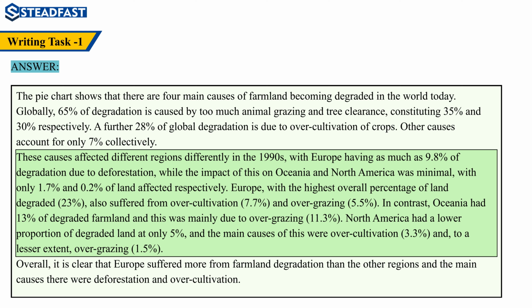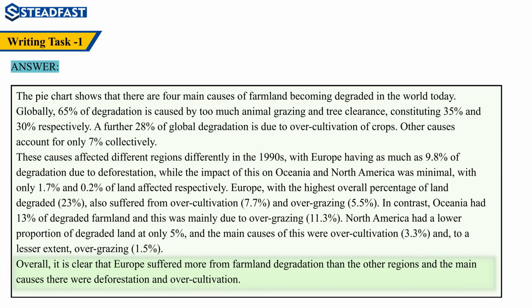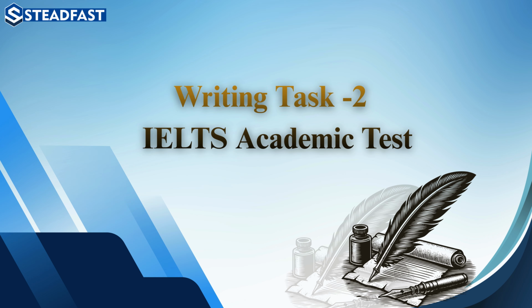In contrast, Oceania had 13% of degraded farmland, and this was mainly due to overgrazing, 11.3%. North America had a lower proportion of degraded land at only 5%, and the main causes of this were overcultivation, 3.3%, and, to a lesser extent, overgrazing, 1.5%. Overall, it is clear that Europe suffered more from farmland degradation than the other regions, and the main causes there were deforestation and overcultivation.